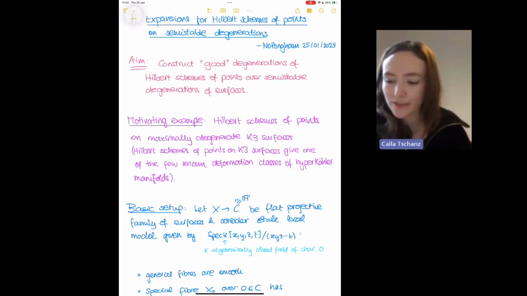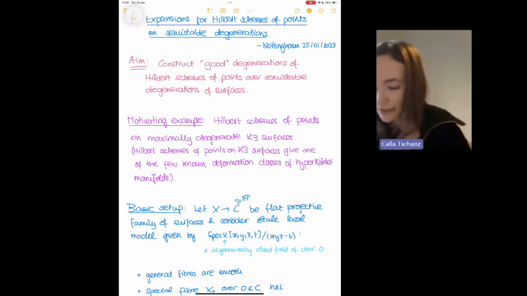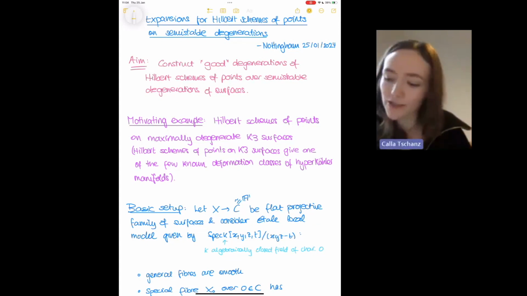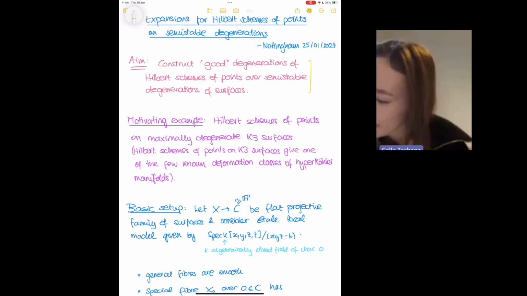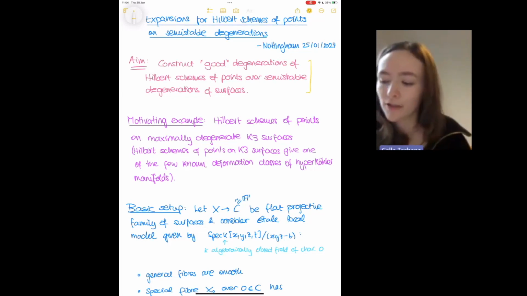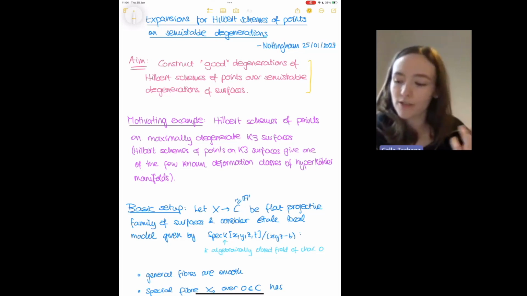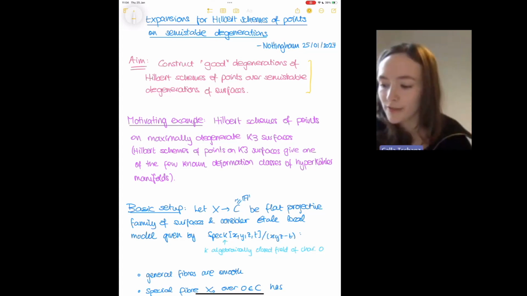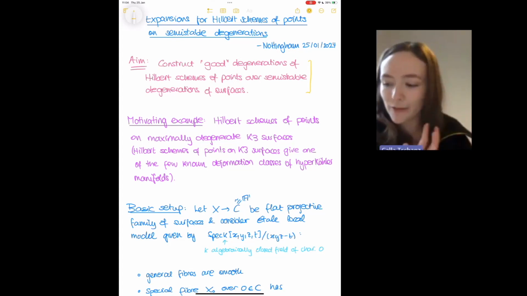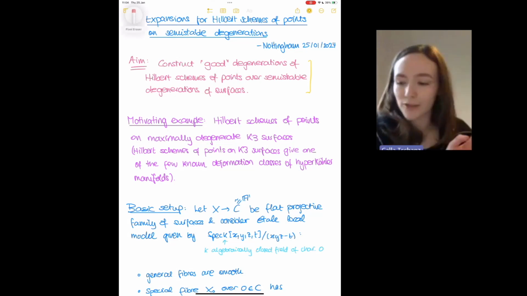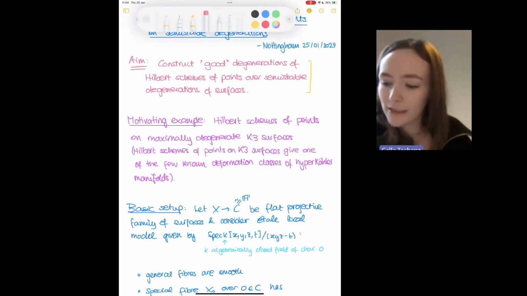So I'm going to start by telling you basically the aim of the project, what I was trying to do, which will be very vague, and then we'll go into details of what it actually all means. So very briefly, the aim is what I've written here. It's to construct good degenerations of Hilbert schemes of points over semi-stable degenerations of surfaces. I've been deliberately vague with the word good here. We don't really know what it means yet, but some kind of good notion of these things.